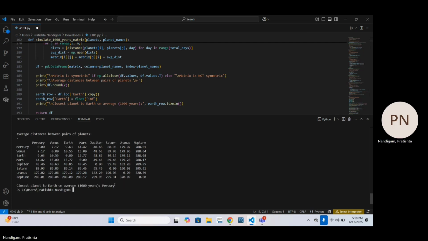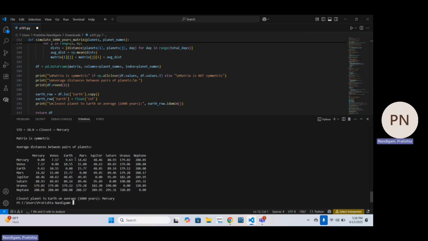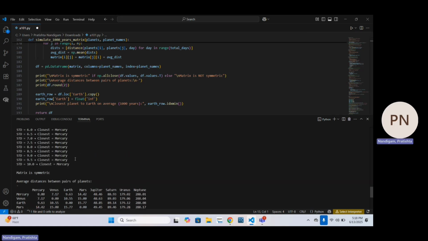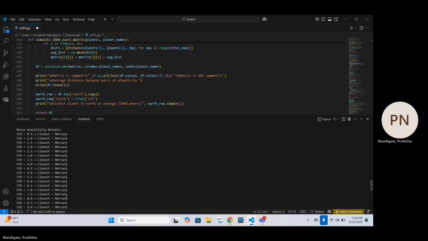So, which planet is closest to Earth on average? Again, the answer is Mercury. This reinforces our earlier findings and shows that the model is consistent over different time scales.